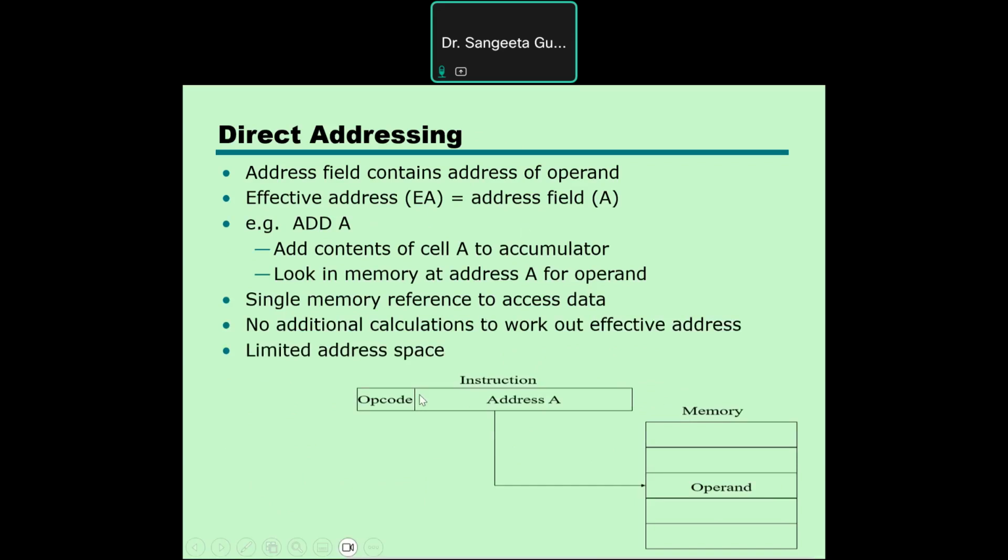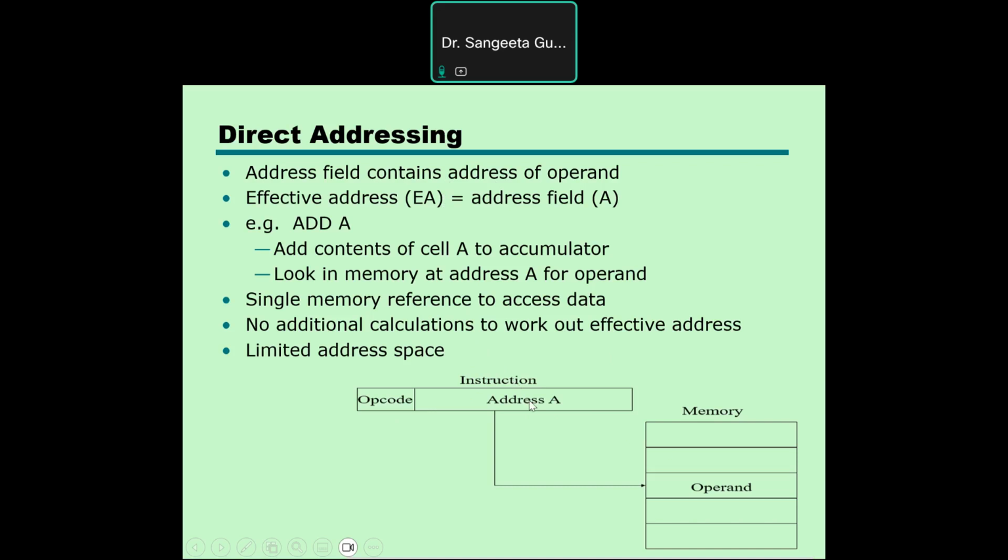Coming to another addressing mode, we have direct addressing. Direct addressing mode is where we have an opcode and we have an address where the operand can be found in the memory location. So this address A is now the effective address, which is the address at which we can find the operand from memory. Here the address field contains the address of the operand, which is the effective address A.